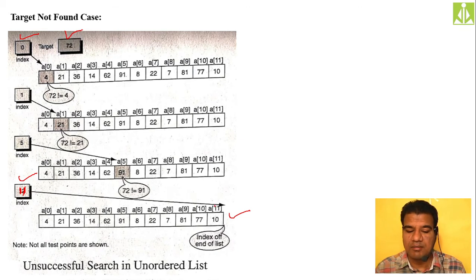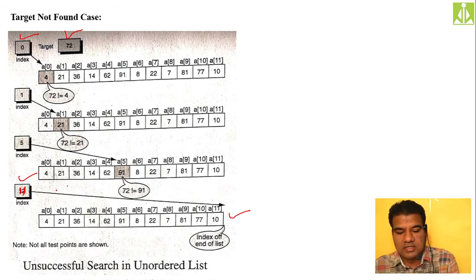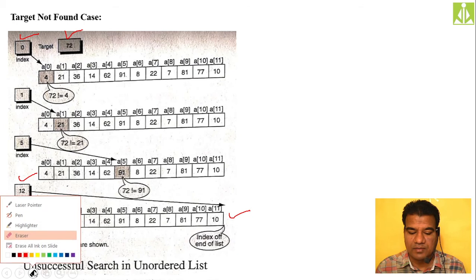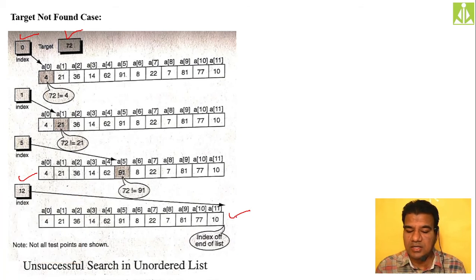So we are comparing the 12th location element, that is the 11th index location, with our target, that is 72. 72 not equals 10. Yes, this is correct only. After 11 will be 12, isn't it? The 12th location is not in our consideration. So when the index value becomes 12, that means we reached the end of the list.